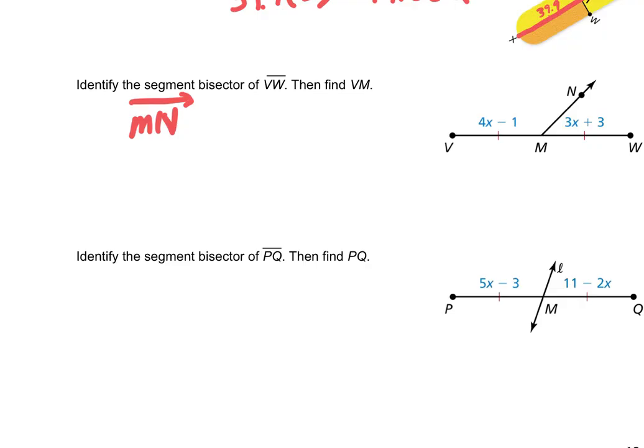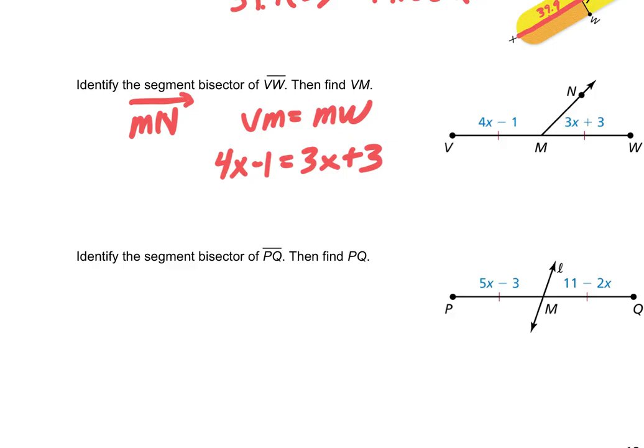We just determined that these two pieces are congruent, so now we're trying to find VM. Okay, we know that VM is equal to MW. Those two pieces are marked the same, so we know that they are the same length. So we're going to say VM equals MW. VM is 4x minus 1. MW is 3x plus 3. Those are the expressions that represent that segment. And now we have an equation to solve.